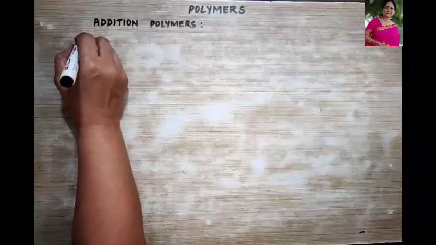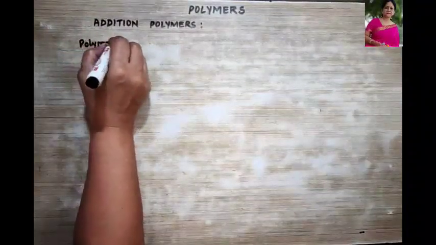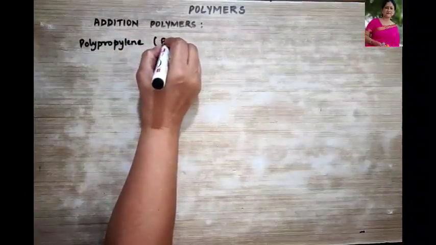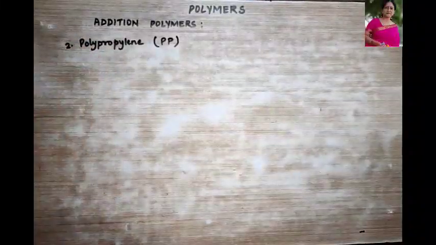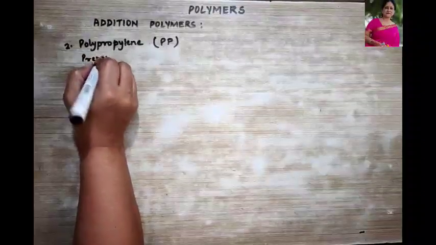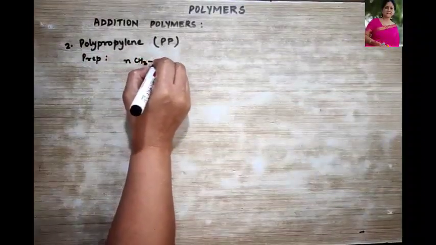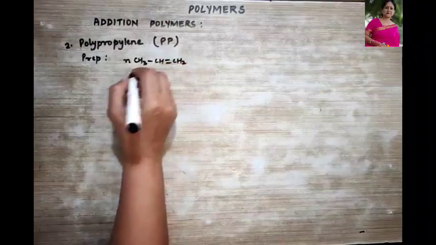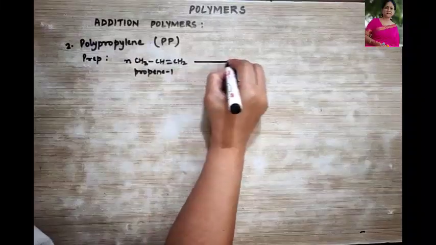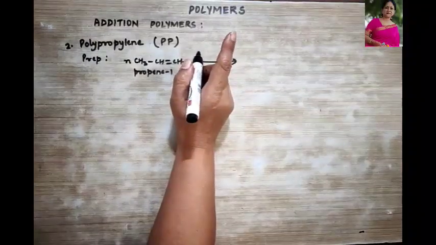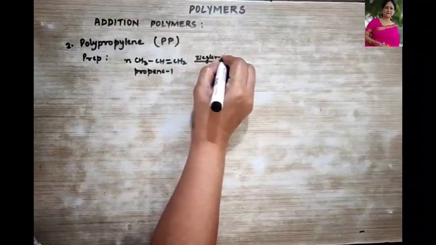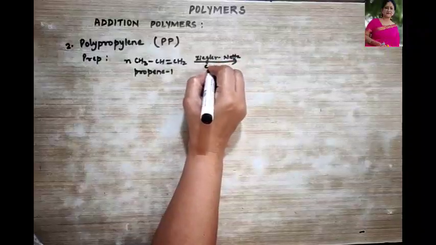Let's talk about polypropylene, which is also called as PP. Okay, this is the second addition polymer I am talking about. So let us understand how it is prepared. Propylene, CH3-CH=CH2, which is also called as propene 1. At high temperature under high pressure in the presence of Ziegler-Natta catalyst.